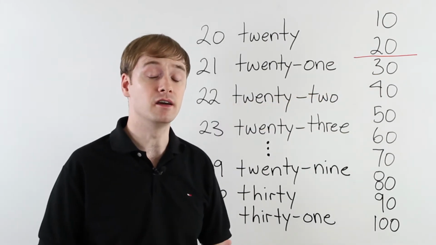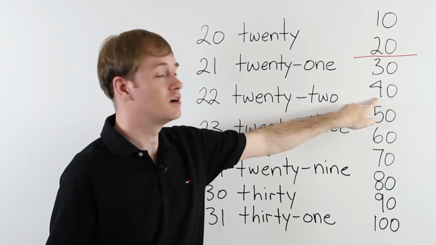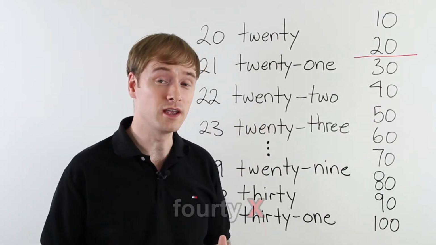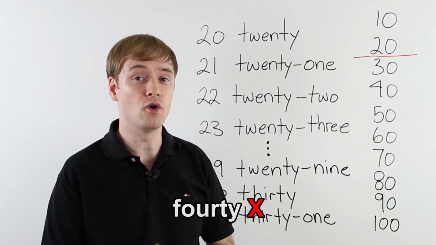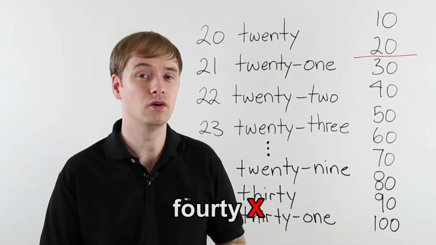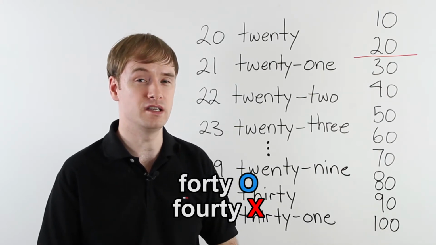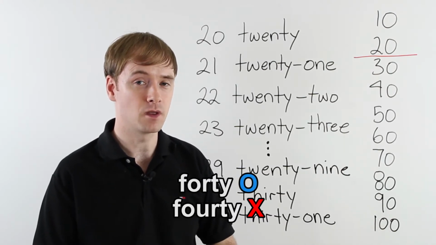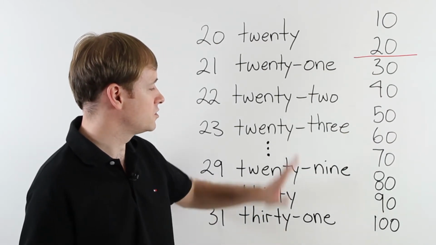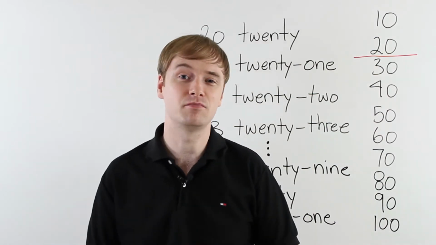I want to talk about 40 again. Now, the spelling of 40, a lot of my students see the 4. So when they spell 40, they spell it F-O-U-R-T-Y. This is wrong, okay? You have to spell it F-O-R-T-Y. That's 40. All right, so that's the numbers from 20 to 100. Let's do some extra pronunciation practice right now.